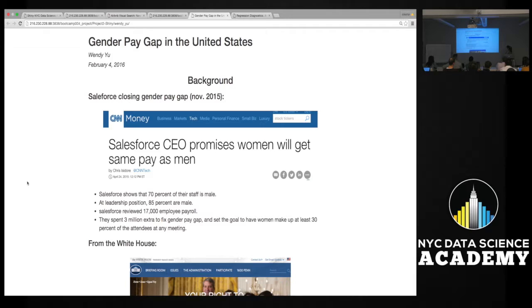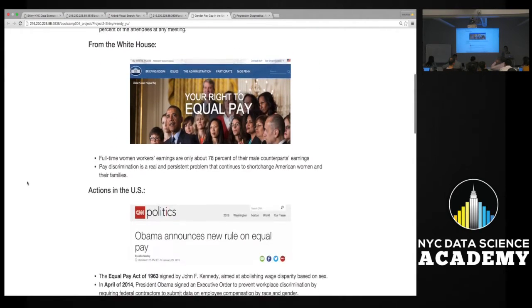The Salesforce CEO promised women to get paid as much as men. In my head, gender pay gap has always been a problem in our society, but I didn't know to what degree. So when I saw the news, it was actually shocking to me because the company just spent $3 million trying to fix it, or just begin to fix it. So that's why I want to look into it.